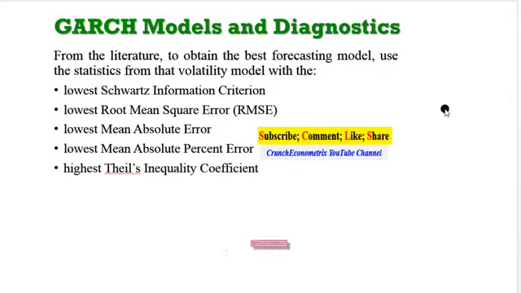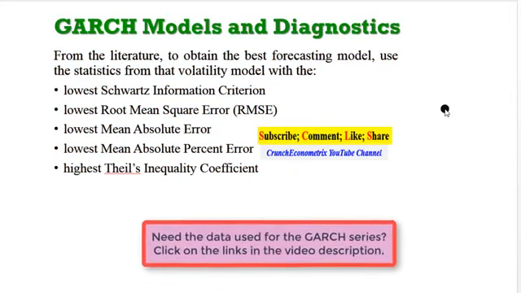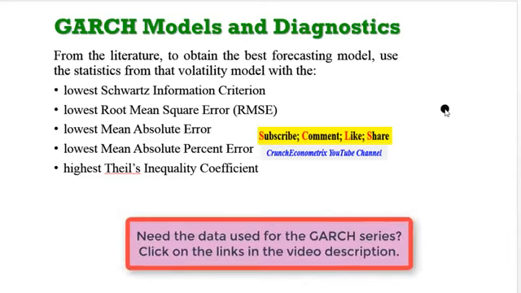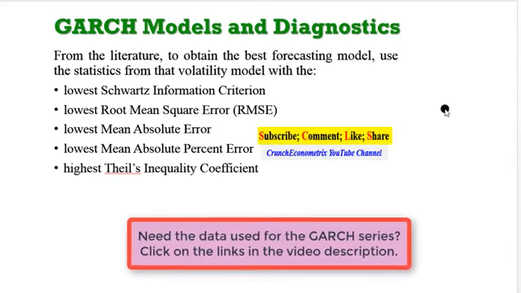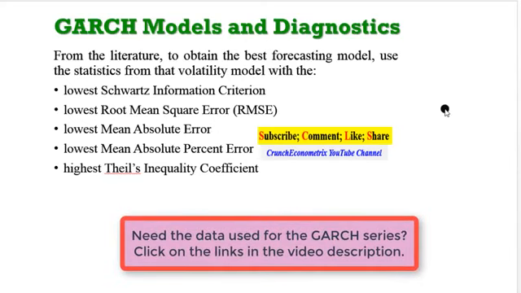From the literature, if you are to choose the best forecasting model, you have to choose among competing models the one that has the lowest SIC, the lowest root mean square error, the lowest mean absolute error, the lowest mean absolute percent error, and the model with the lowest Theil inequality coefficient.